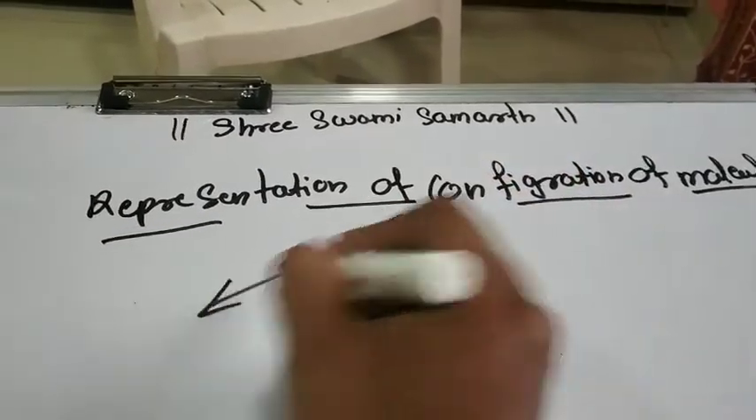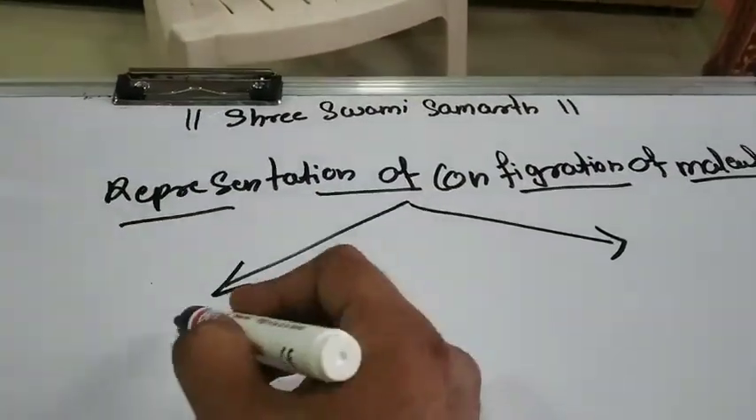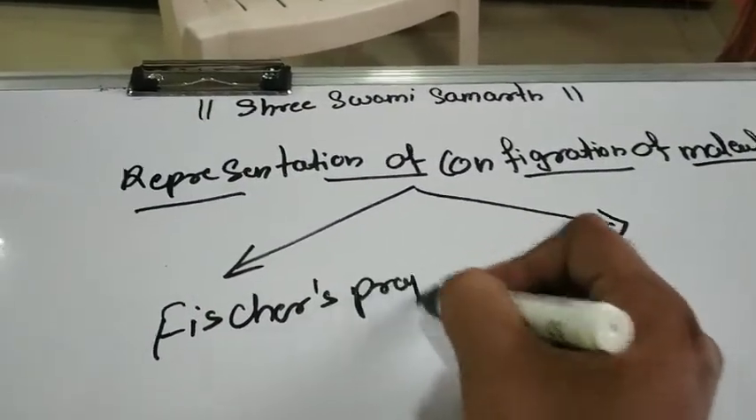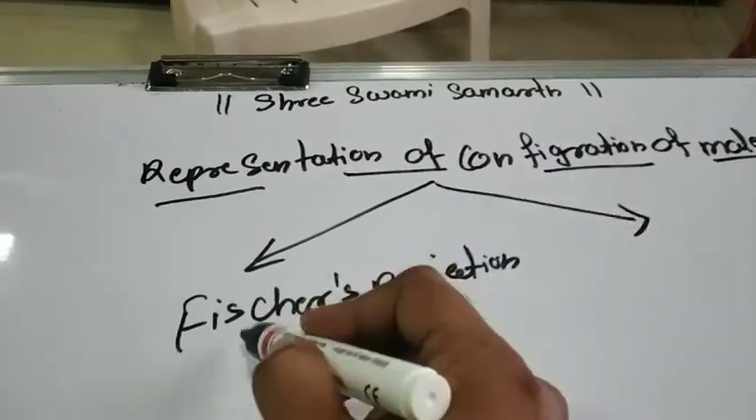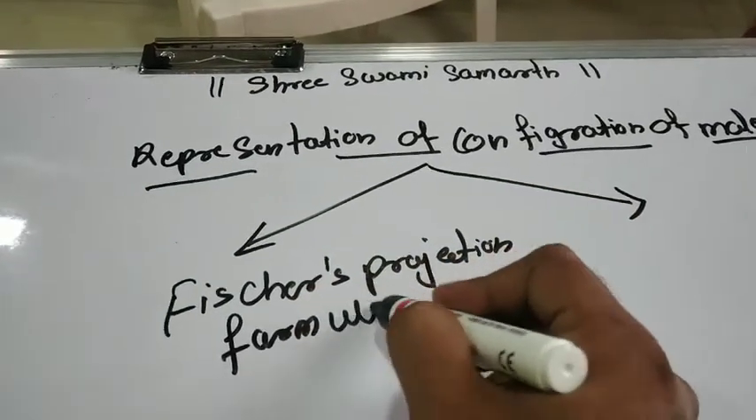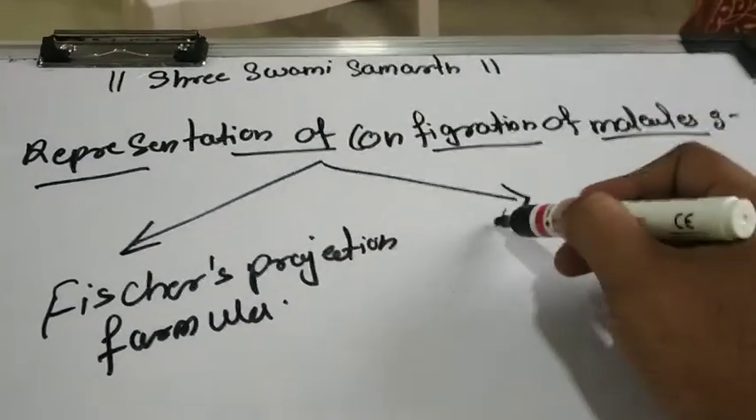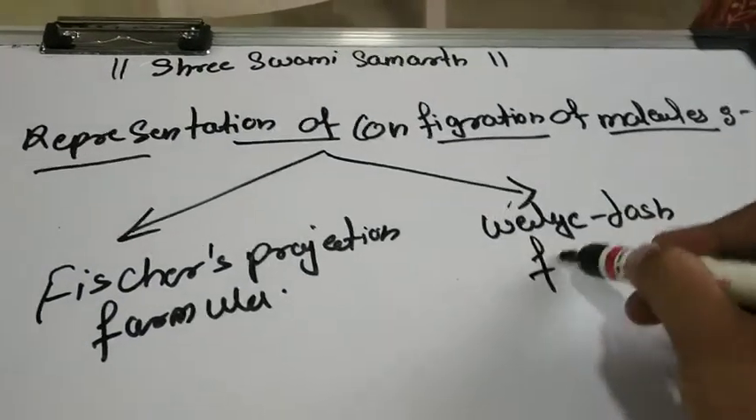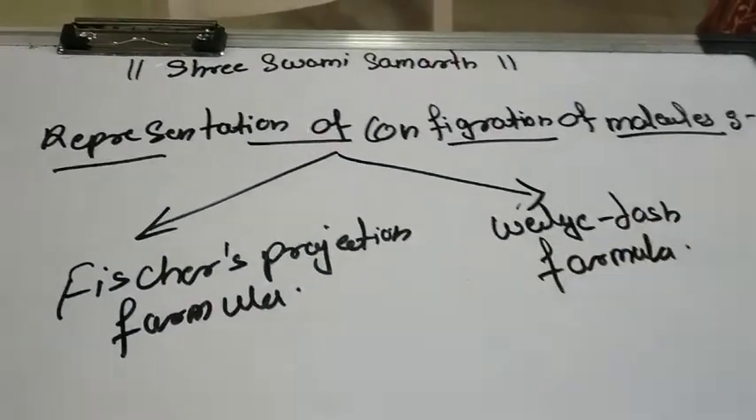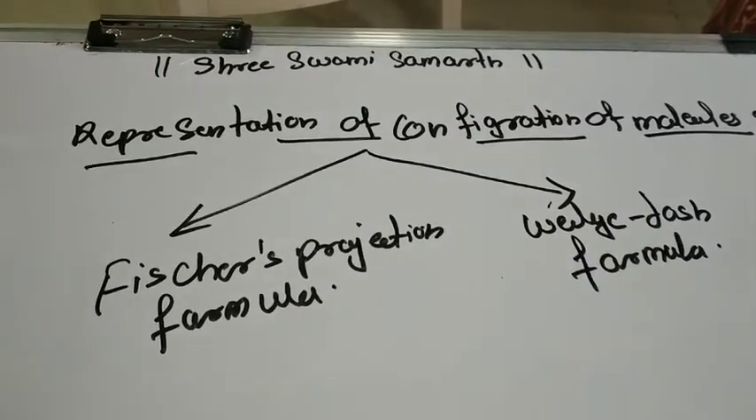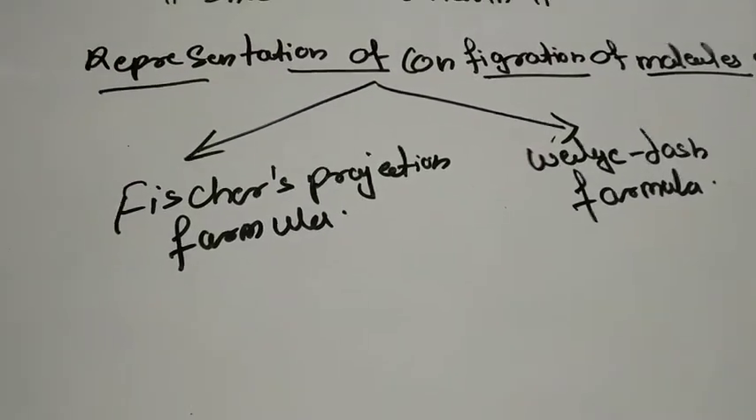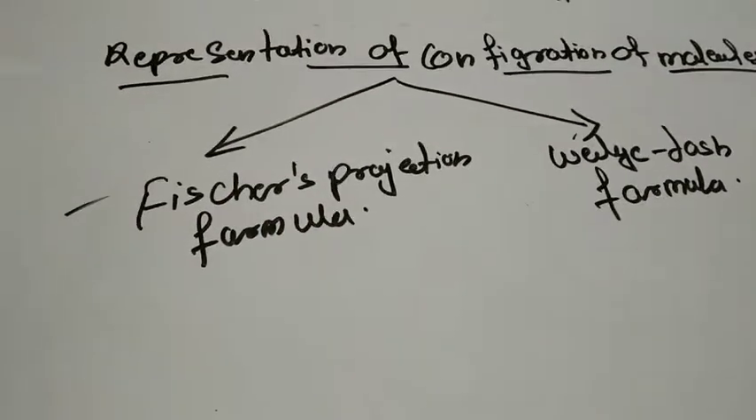So it can be represented in the two ways, that is the Fischer's projection formula. And the second representation is the wedge dash formula, right? It is also mentioned in your textbook, Fischer's projection formula and wedge dash formula. These are the two ways of representation of the configuration of the molecules. Now let's quickly learn this Fischer's projection formula.